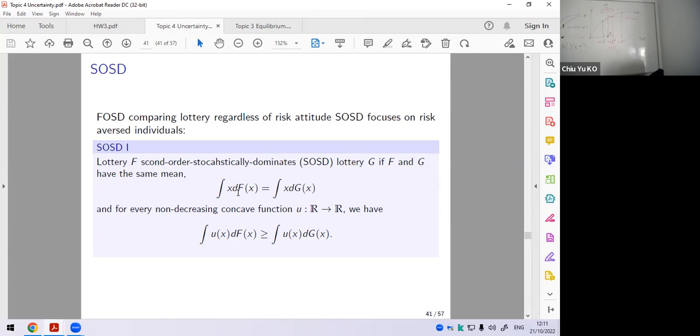The change is we focus on concave functions. Focusing on concave means we focus on risk averse, right? For all risk averse functions. And further, this is not enough. We have to put one more restriction: the two lotteries give you the same expected value. So two requirements. First, we restrict only to the same utility. Second, they have the same expected value.